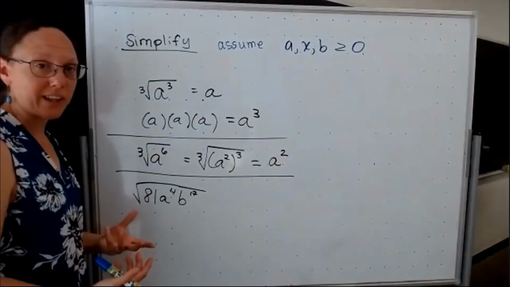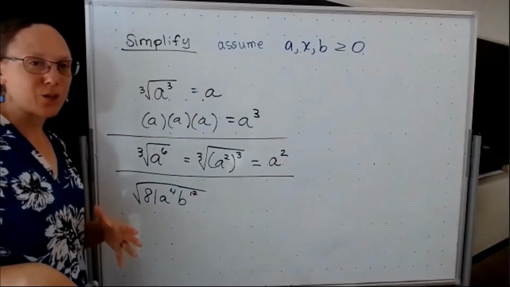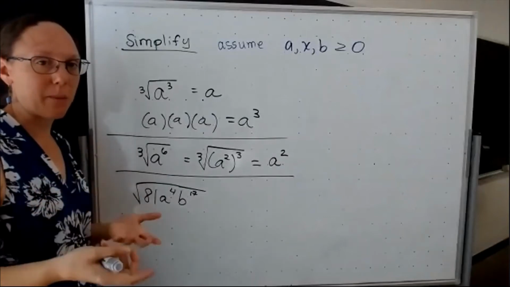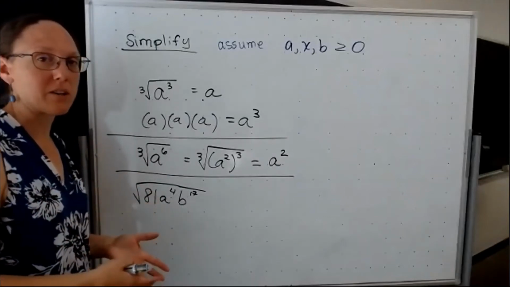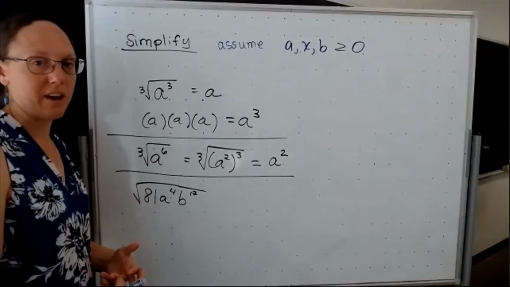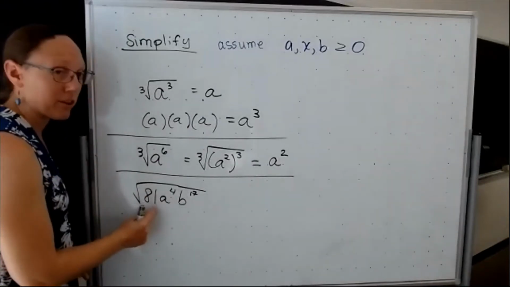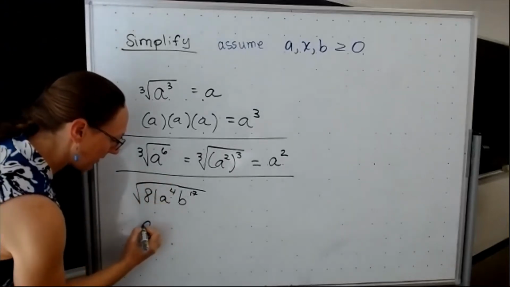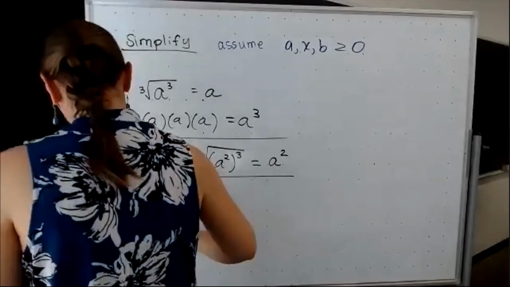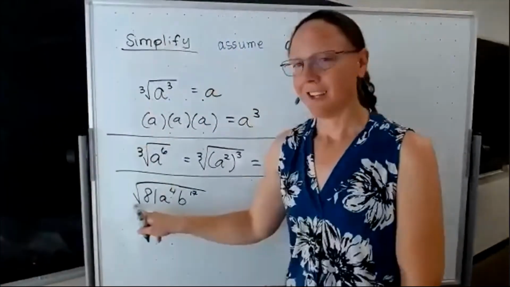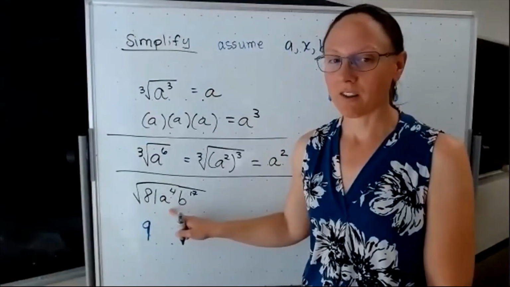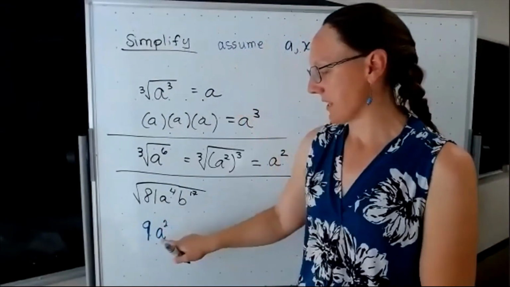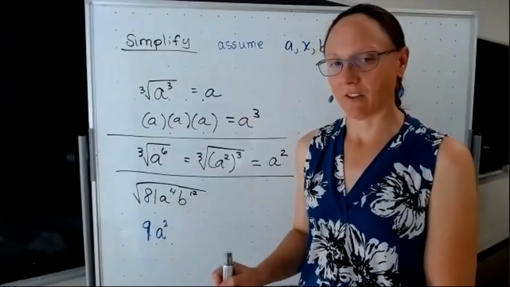when we go to simplify this, really similarly to when we were multiplying fractions, I like to take each piece separately. So first I'm going to think about the numbers, then I'm going to think about one letter at a time. So if I think about the number first, the square root of 81 is 9. So I'm good to go there. The square root of a to the 4th is a squared, because a squared times a squared is a to the 4th.